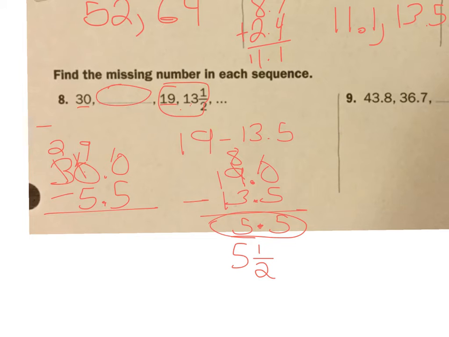And you could do this on your calculator too if you want. 10 minus 5 is 5. Decimal drops down. 9 minus 5 is 4, and 2. So this number is 24.5.